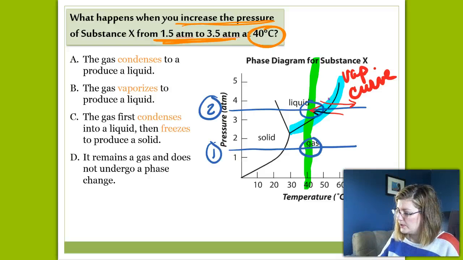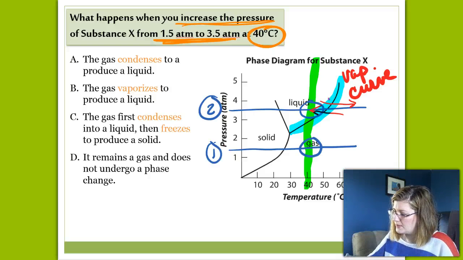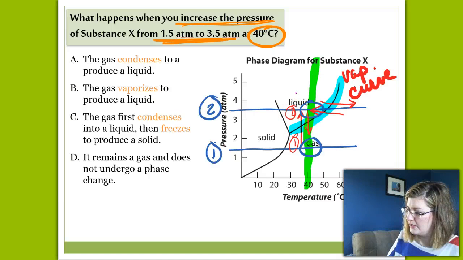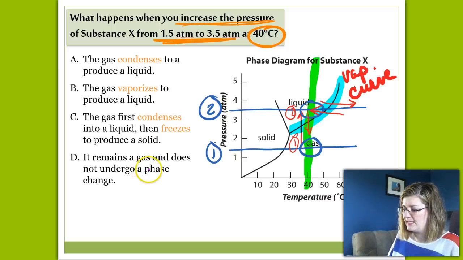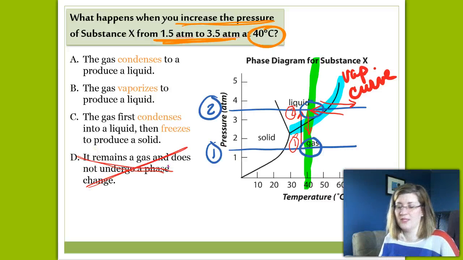Of course, oh, wait a minute, that's going across, but in this case, we crossed it vertically, right, like this. And to go from state 1 to 2, we went up. So we started as a gas, we went to a liquid. That gives us most of our options except D, does not remain as a gas. It did definitely undergo a phase change.